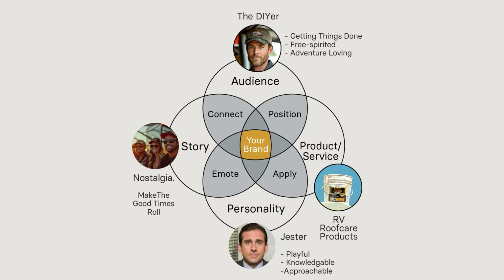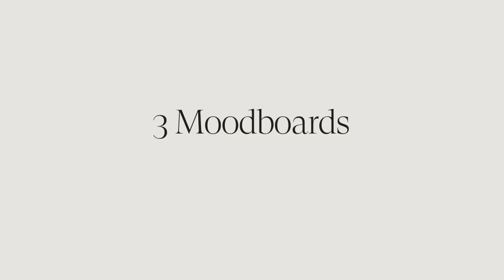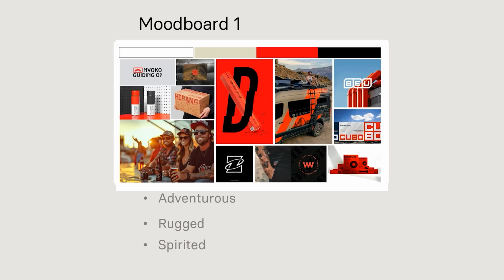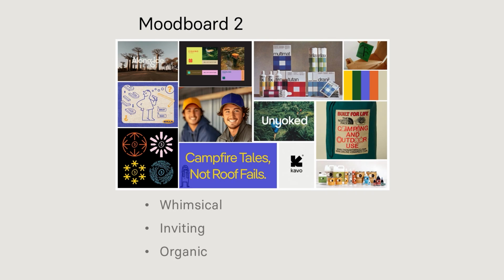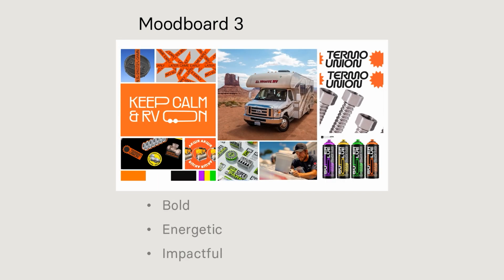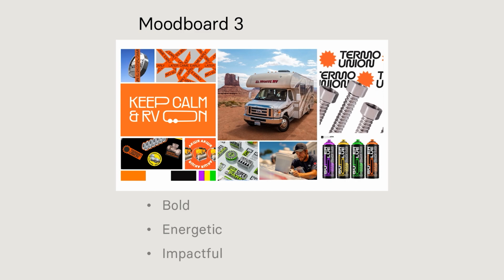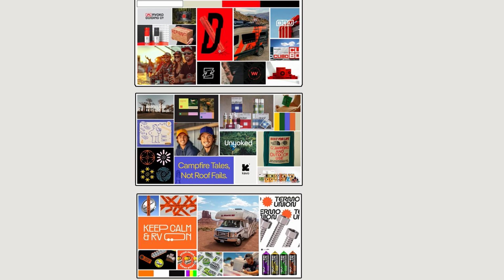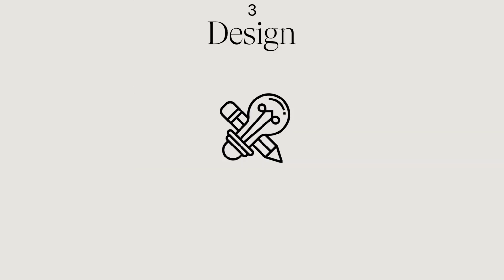Now we have the framework in place, let's put together 3 mood boards on how the brand could look and feel. The first mood board invites the bold, tough, and adventurous. The second mood board is more whimsical and captures the essence of being lighthearted, fun, and expressive. The third mood board reflects a more dynamic look with more modern typography and design. The client liked the first 2 mood boards, so we decided to create logo design concepts based on that. Now we're on to step 3, the design phase.